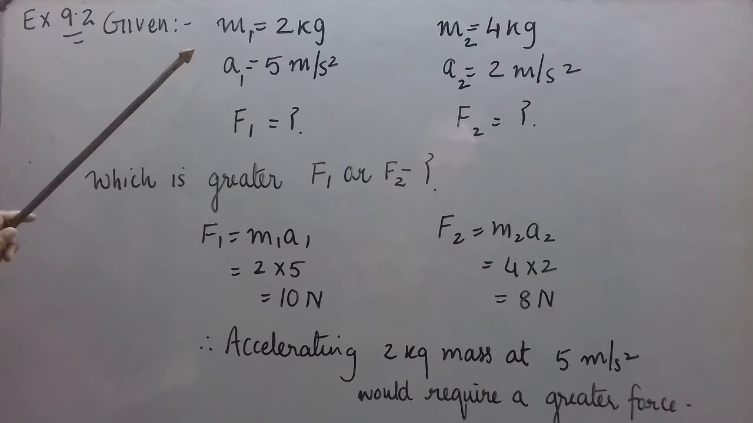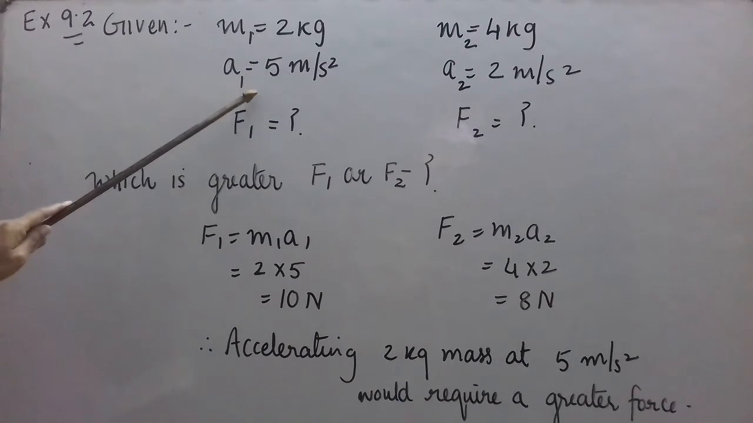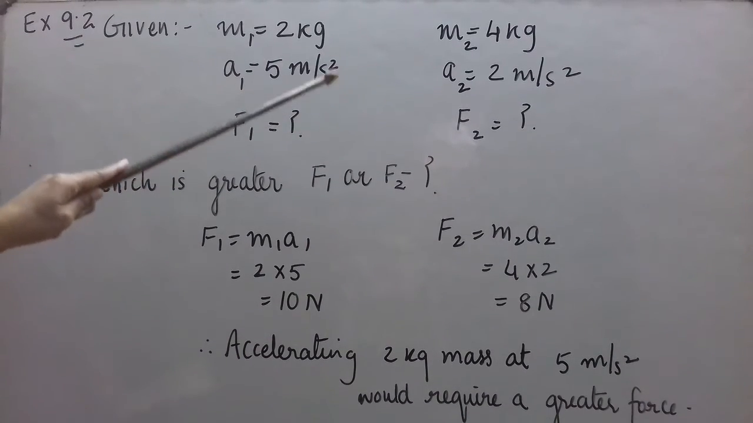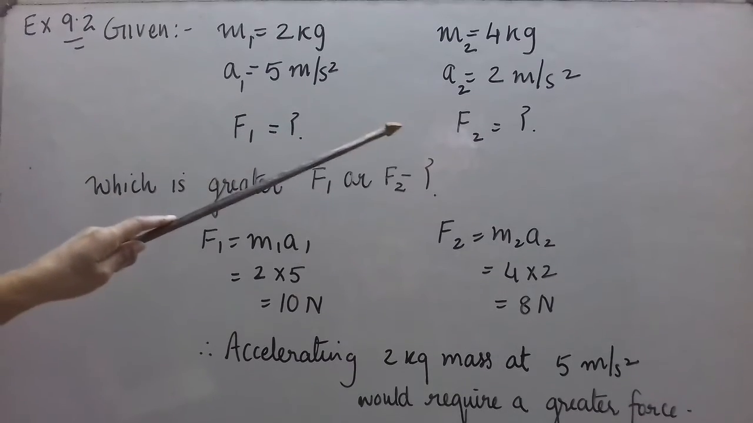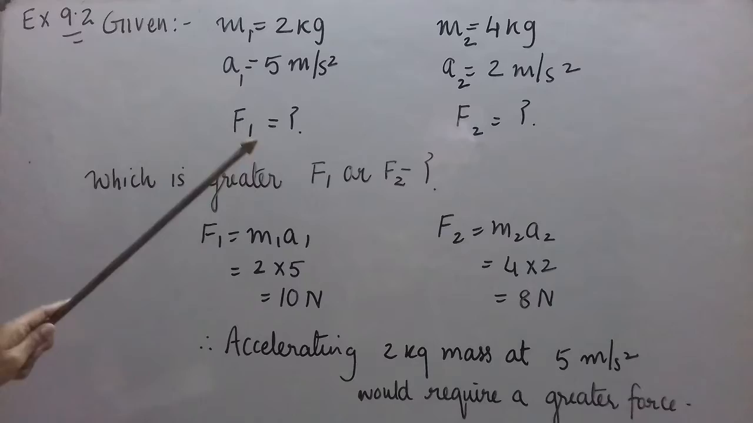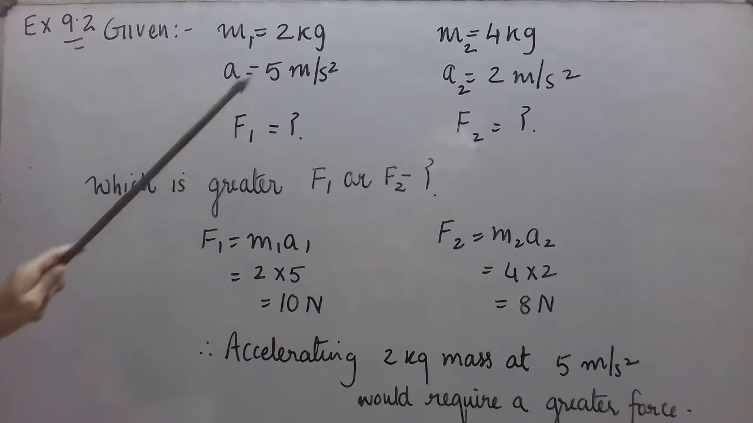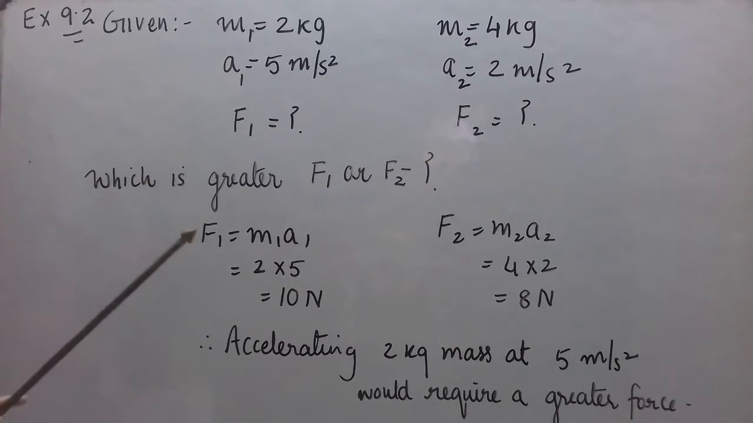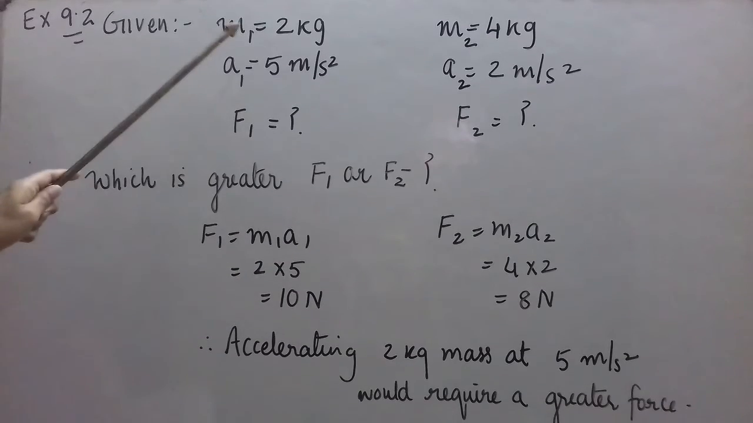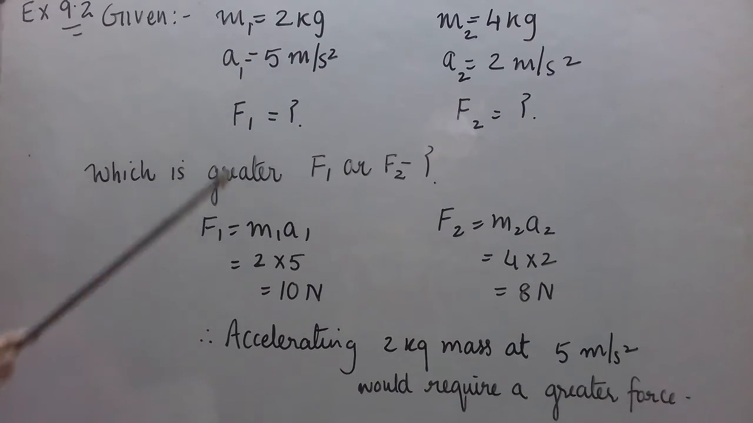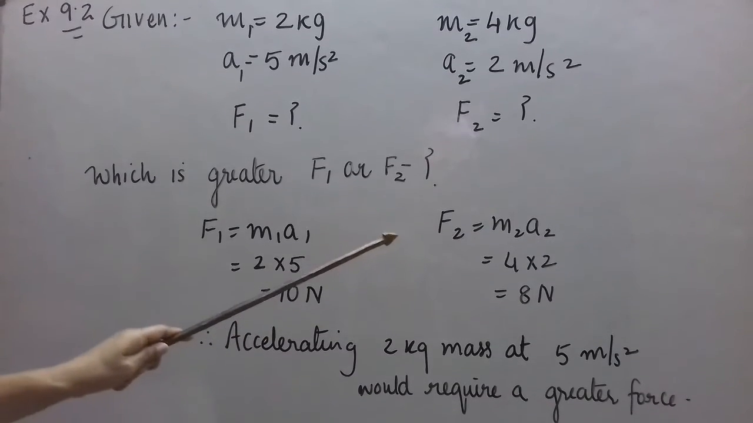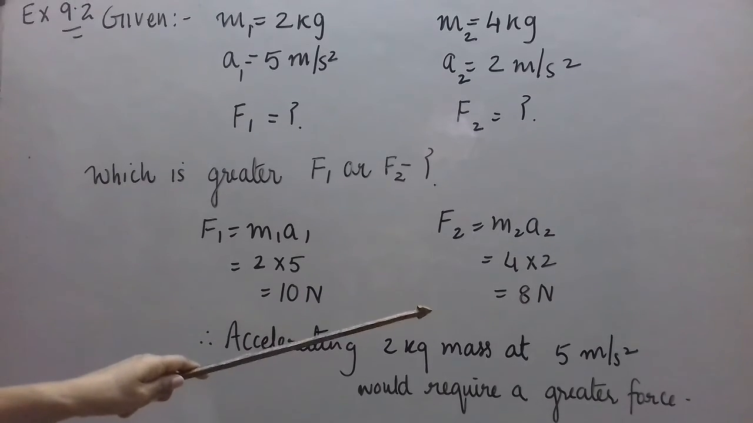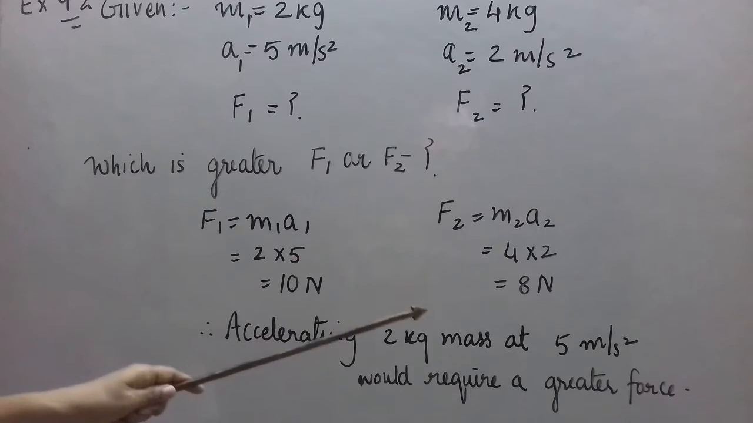Okay. So which would require a greater force, accelerating a 2 kg mass at 5 meter per second square or a 4 kg mass at 2 meter per second square? So m2 is 4 kg and acceleration a2 is 2 meter per second square. They have asked which would require a greater force. Obviously, we have to find force F1 and force F2 and see which is greater. So using Newton's second law of motion, F1 is m1a1. Just put the values of m1 and a1. So we get the answer for F1 as 10 newton, and by putting the values of m2 and a2 and using Newton's second law, I get F2 as 8 newtons. 10 newton is greater than 8 newton.